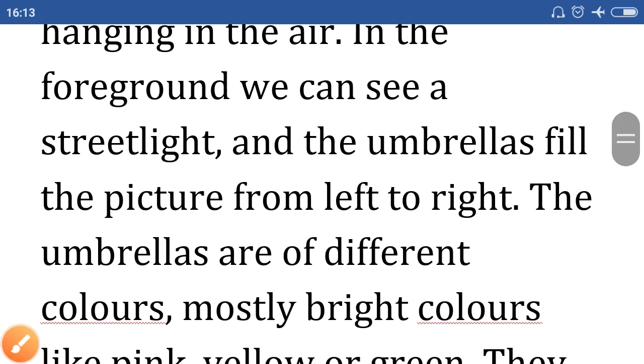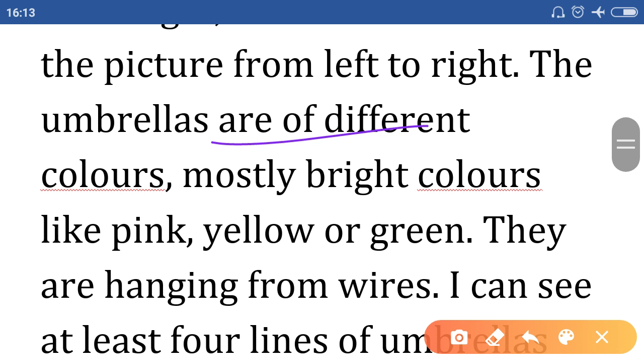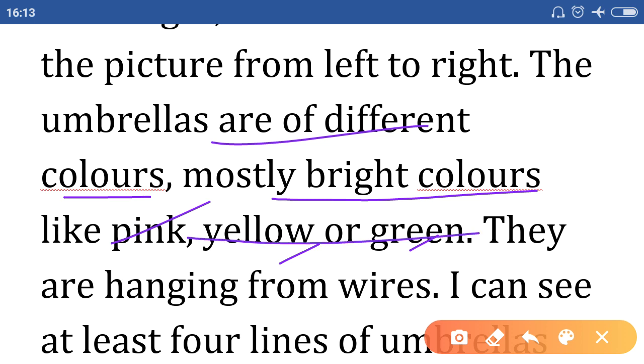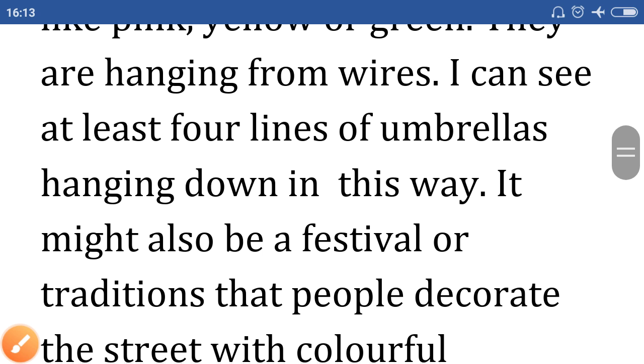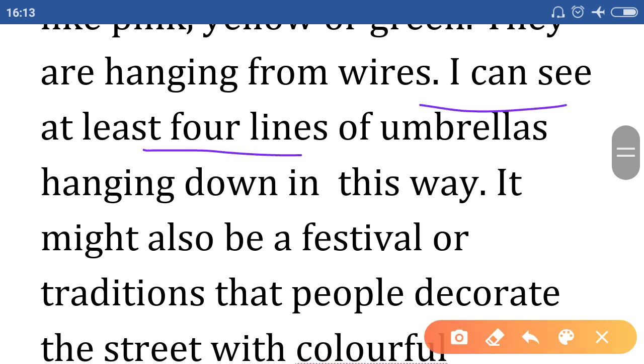The umbrellas are of different colors, like we see. Now you can talk about different colors also, mostly bright colors like pink, yellow or green. They are hanging from wires. Of course they are hanging from wires. I can see at least 4 lines of umbrellas hanging down in this way. If you look at the picture carefully, you will see that there are 4 lines of umbrellas.